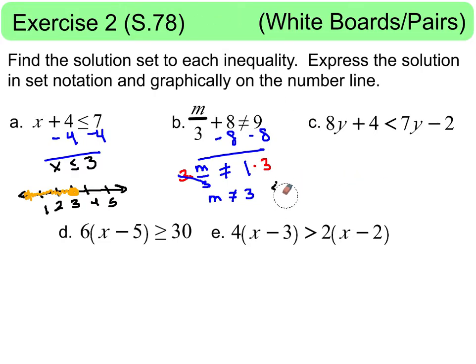In part C, if I'm working through this one, again, we see the situation where we have variables on both sides. So I will subtract 7y on both sides.